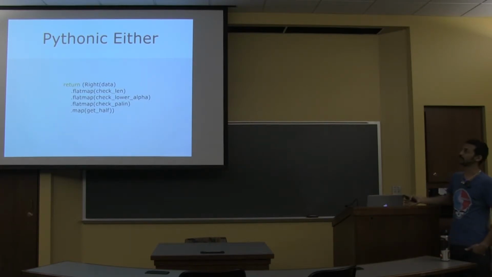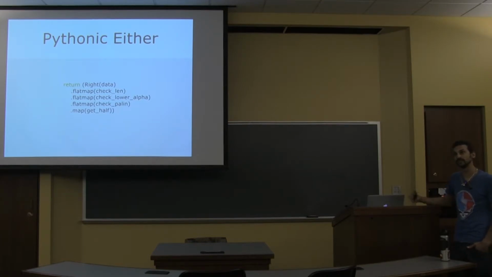So a nicer way to do that is with Either, right? We can use flatMap now and say, hey, we're going to wrap this in a Right, which is our data is correct. We can see flatMap as, hey, check length is actually maybe going to return an error or not. Check lower alpha is going to do the same thing. Check palin is going to do the same thing. So we have 3 things we're going to check, and then if all those things pass, we're actually going to just run get half, which is going to return half the value.